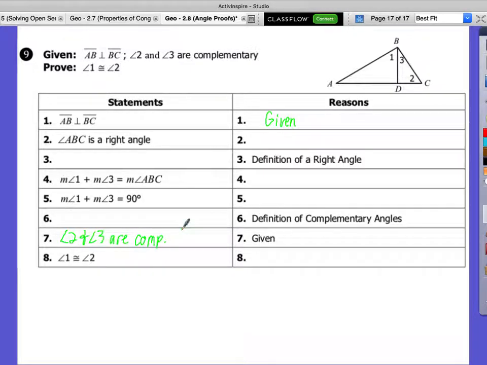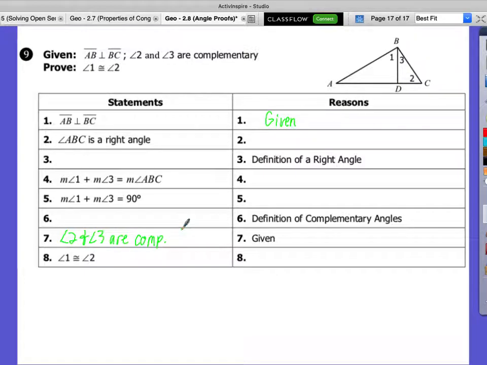Wait, but also, angle 1 is congruent to angle 2. Well, that's what we're also given. It's not given, but that's what we're trying to prove, which is why it goes in the very bottom left. It's proven. Whatever. No, we don't say fact. Okay?